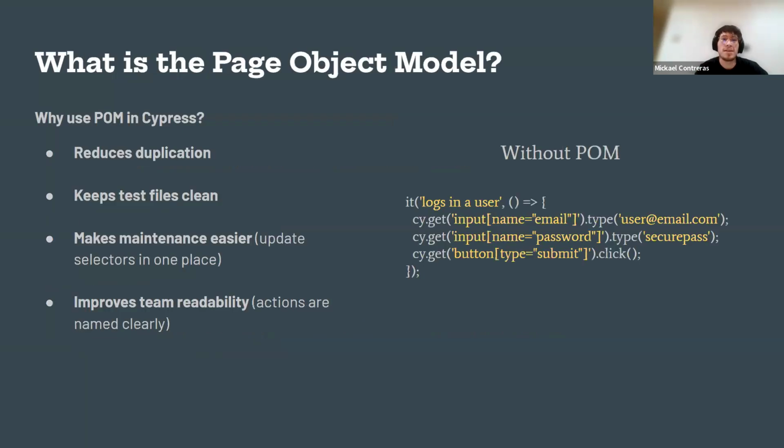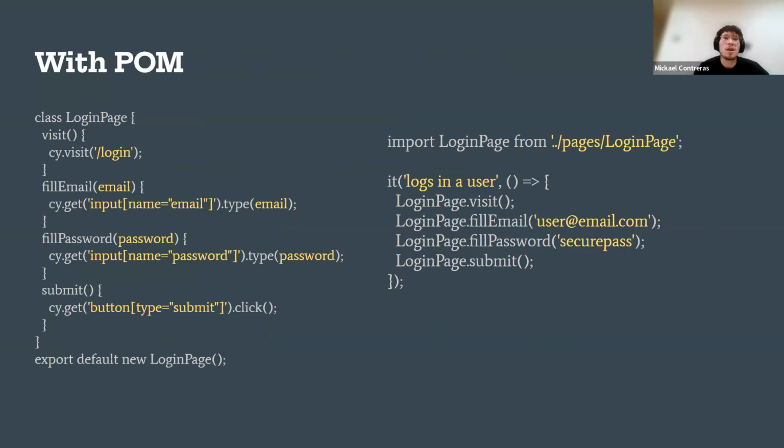We can't talk about best practices without including the page object model. So instead of repeating selectors in every test, we move them into a class that represents the page. Here, now the test just calls a method like visit, find email, and submit. It's cleaner, it's easier to read, and if something changes like a selector, we only need to update it in one place.